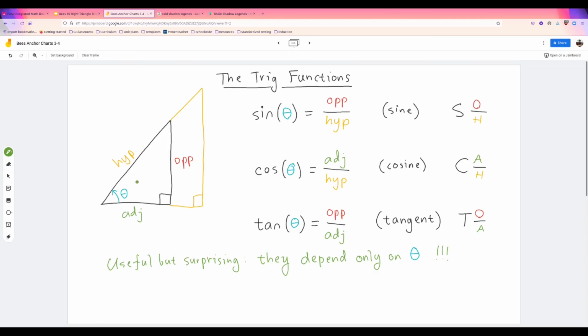So if you find that helpful to remember which trig function is which, then feel free to use it. Again, SOHCAHTOA. All right. That's it.